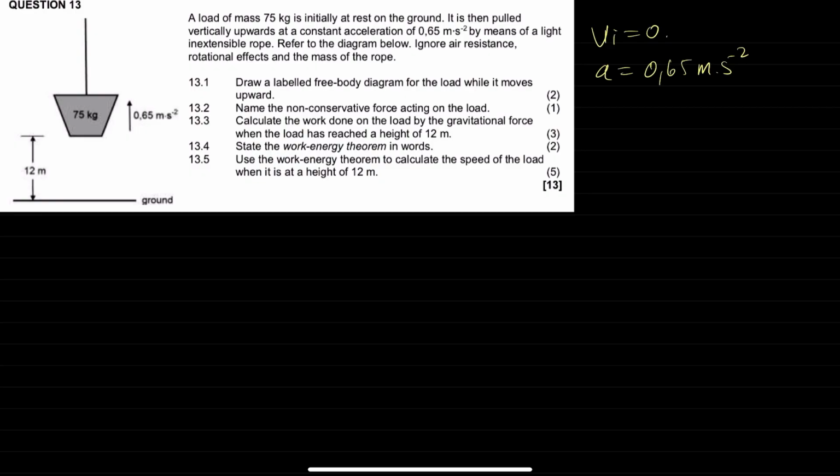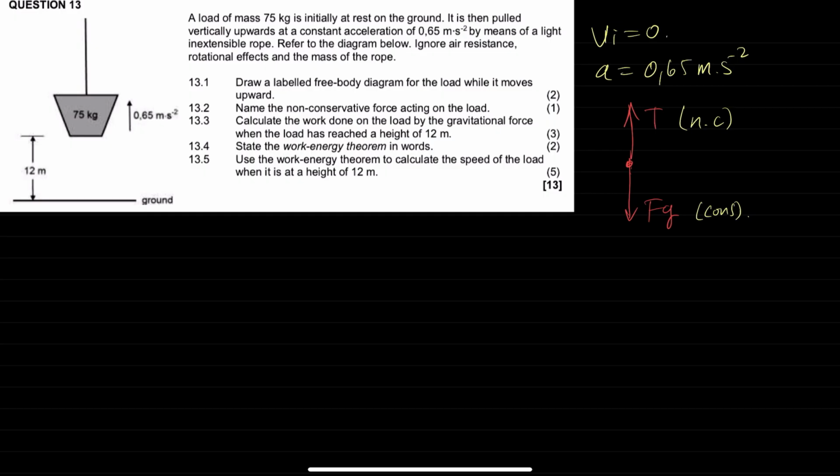Question 13.1, draw a labeled free body diagram for the load while it moves upward. Now, while it's moving upward, there's only going to be two forces acting on it. There's the force of gravity pointing down and the rope, so tension pointing upward. Name the non-conservative force acting on the load. So gravity is a conservative force. That means tension must be the non-conservative force.